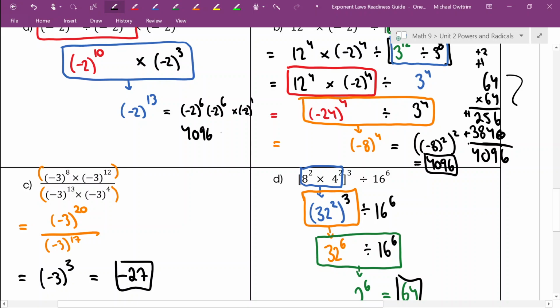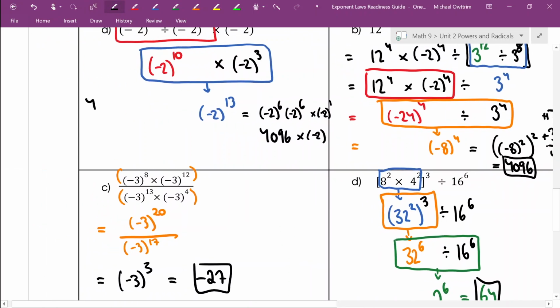And then we need to multiply that by negative 2. So let's work that out. We'll obviously get a negative answer. 2 times 6 is 12. 18 plus 1 is 19. 0 plus 1 is 1. 2 times 4 is 8. So this will be negative 8192.